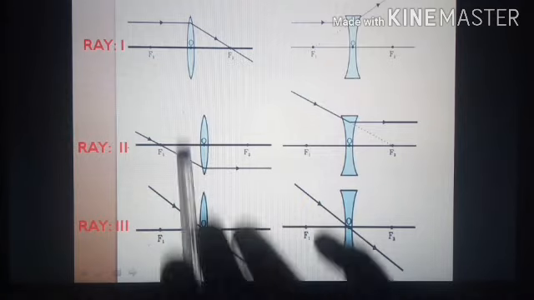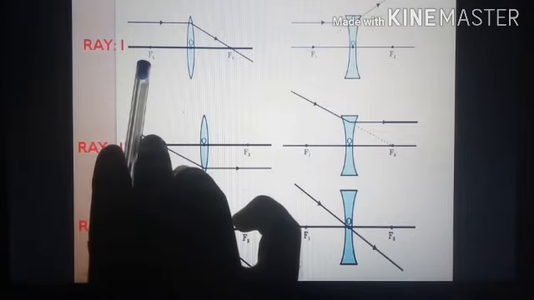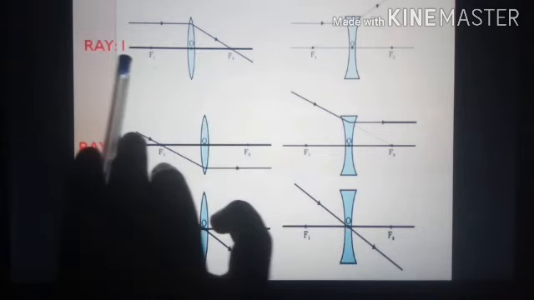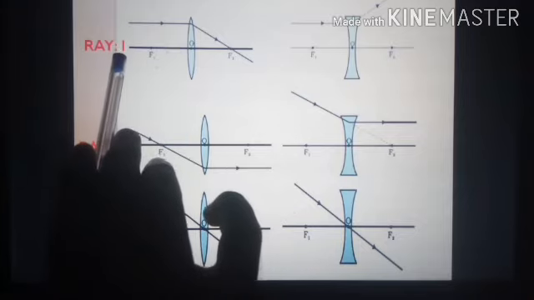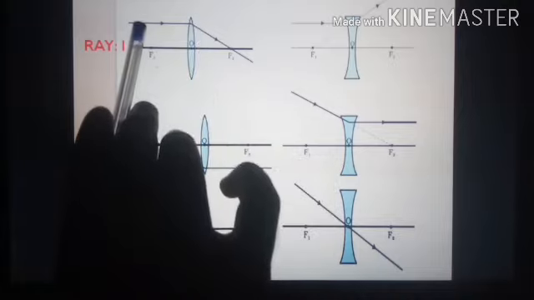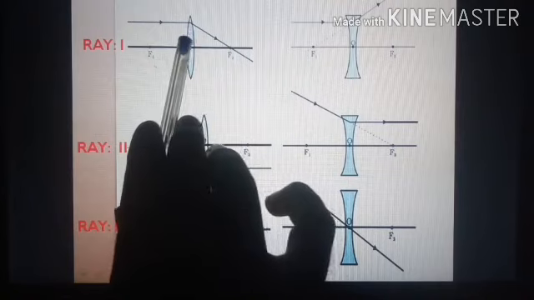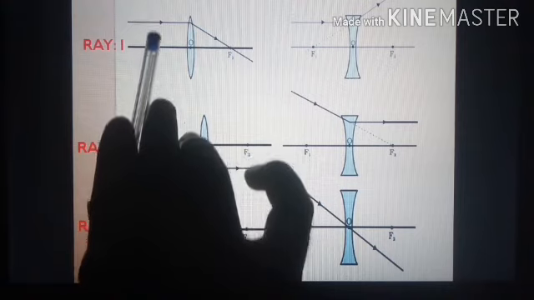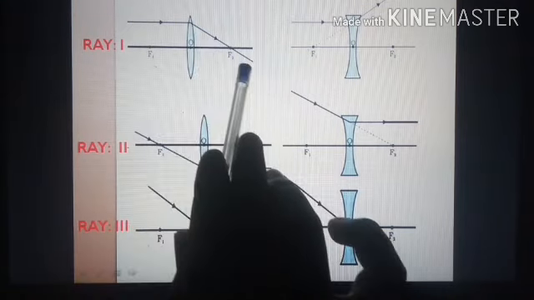So what are the three rays? Now we are going to discuss. The first ray is the ray parallel to the principal axis. This line is called the principal axis, that is the line passing through the optical center and focus, simply the axis of the lens. The ray passes parallel to the axis. After refraction by a convex lens, it passes through the principal focus of the lens. Again, the ray passes parallel to the axis, and after refraction, it passes through the focus.